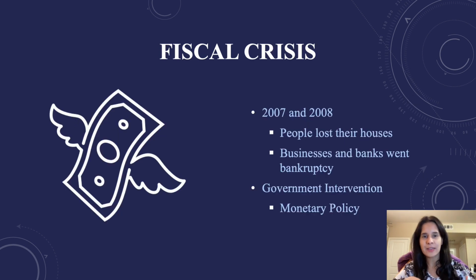The 2007 and 2008 fiscal crisis was also a crisis that affected the United States a lot. A lot of people lost their houses, and businesses and banks went bankrupt, businesses could not pay their bills. And it was not only here in the US, it expanded to a global banking crisis. So 2007 was the peak of the mortgage crisis. People bought houses before because it was really good for them, but at some point they had to return the houses to the banks because they didn't have money to pay.